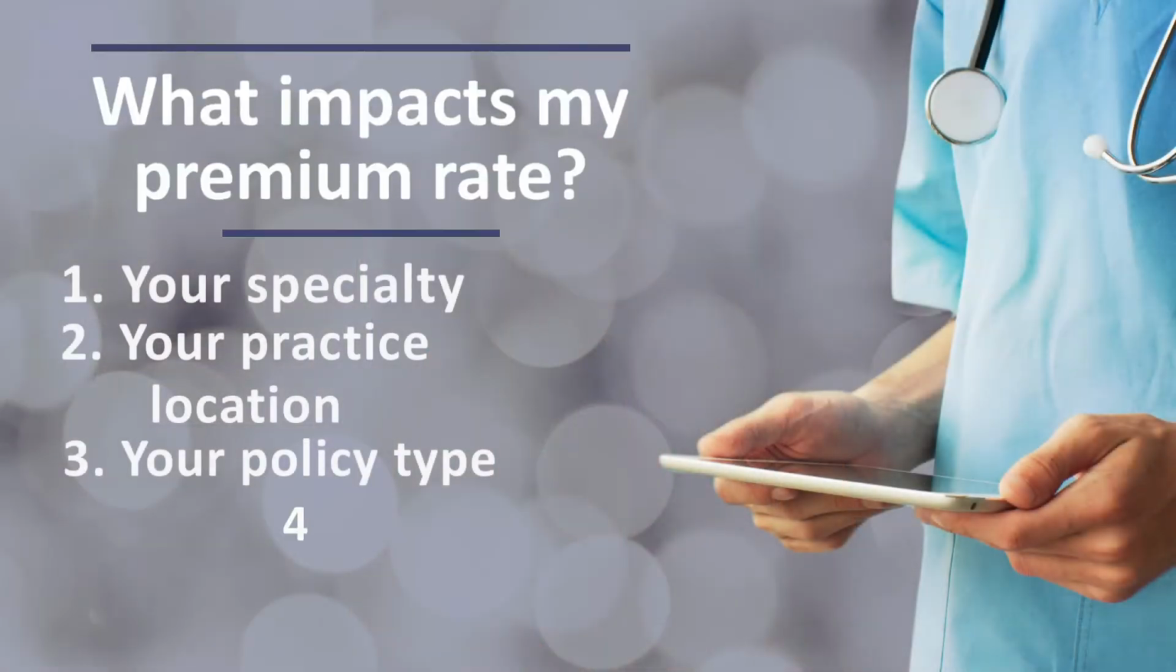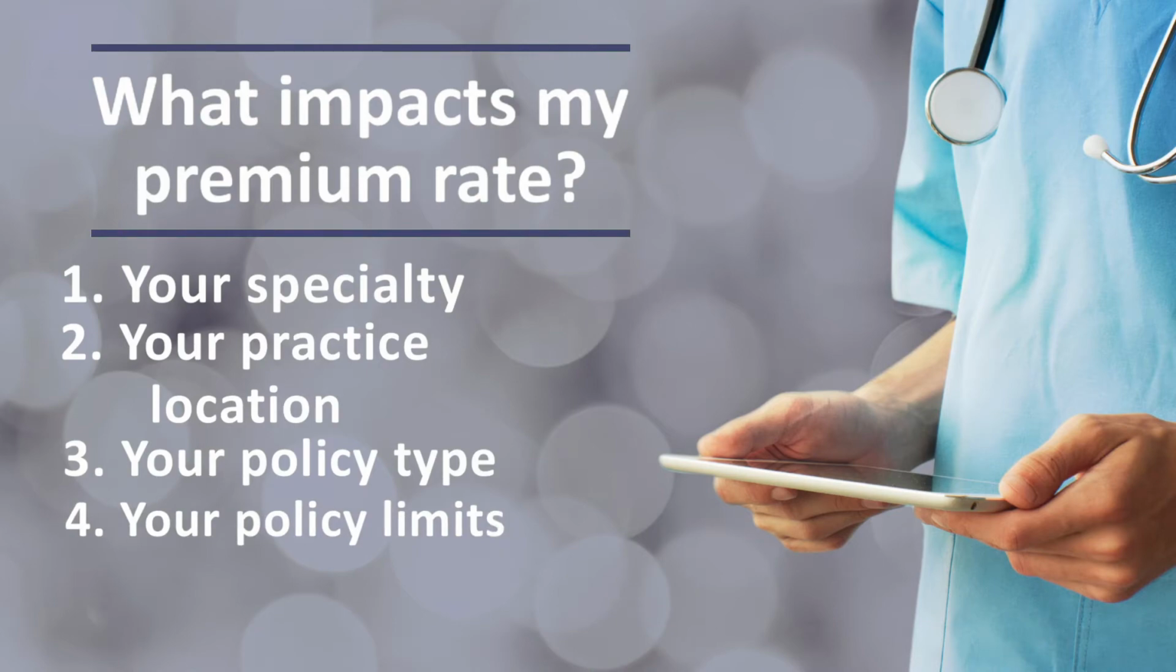So we've got specialty, practice area, and policy type. Now the fourth thing that an underwriter is going to look at are your policy limits. Generally speaking, the higher the limits, the higher the price, which only makes sense. So it's important that you carry the appropriate amount of coverage, not too much and not too little, in order to make sure that you're paying a fair rate and you're not leaving yourself unnecessarily exposed.